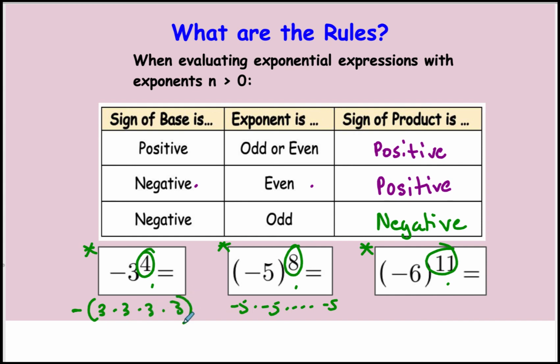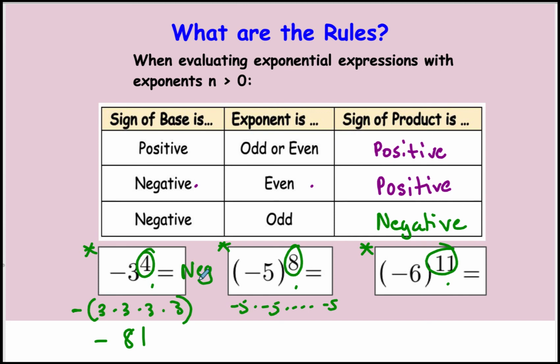Which means I evaluate 3 times 3 times 3 times 3, which is 81, and then I do its opposite, which would give me a negative number as my product. In this case, -81. And right now, I'm not going to worry about exactly what I get for the other two problems. I just want to know if it's negative or if it's positive.